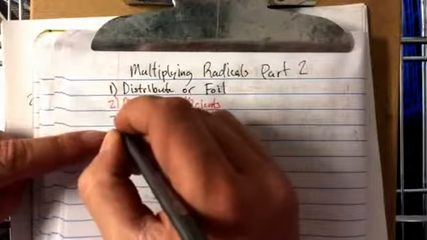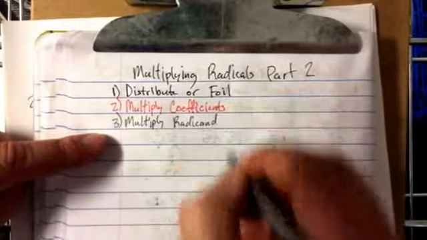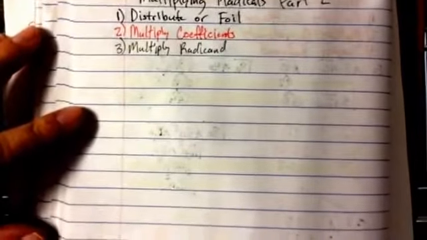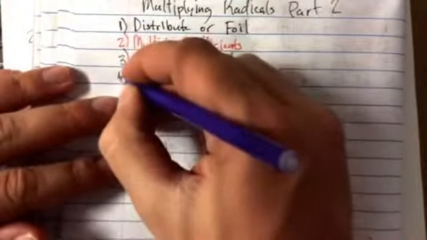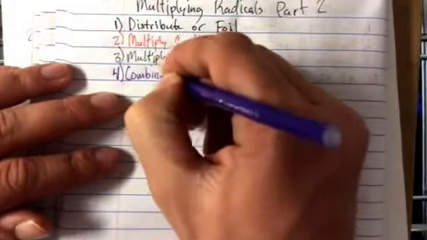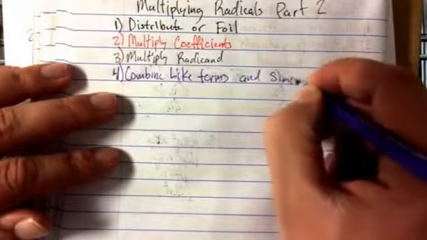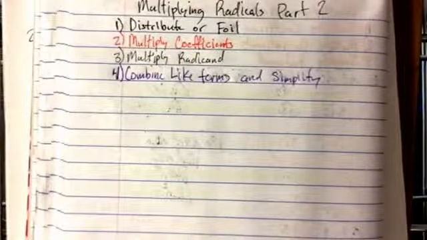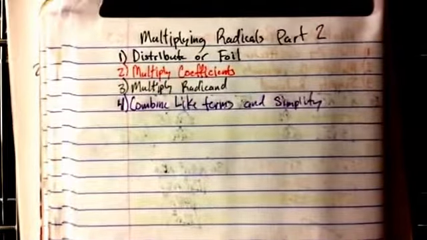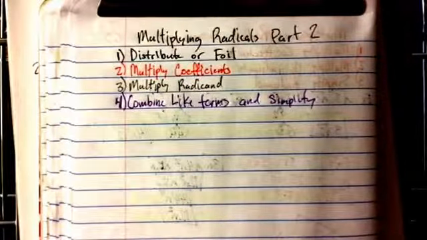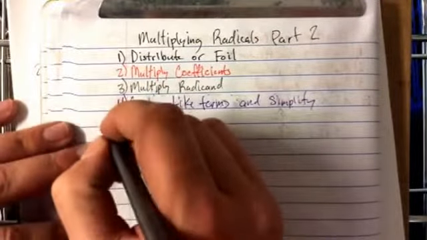Then we're going to multiply our radicands. And lastly, combine like terms or simplify. So we're distributing or FOILing, multiplying our coefficients, multiplying what's in the radicands, and combining our like terms and simplifying. So let's take a couple of examples of distributing for some review from yesterday.